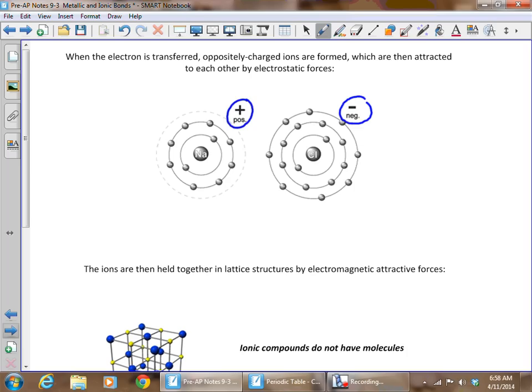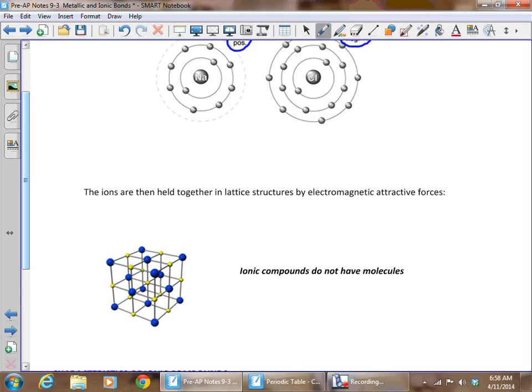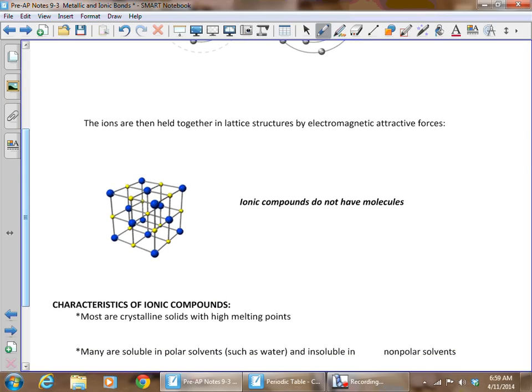Now when you get millions and trillions of atoms that are hooked up like this in an ionic compound, you get a lattice structure. There aren't any molecules. Ionic compounds do not have molecules. What they have are alternating chlorine and sodium atoms. So we have these nice little sodium atoms here that are positive and these chlorine atoms that are negative, and you get a lattice structure.